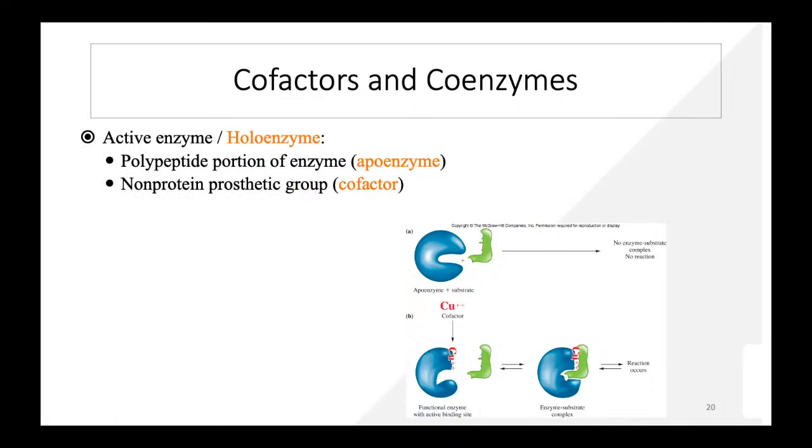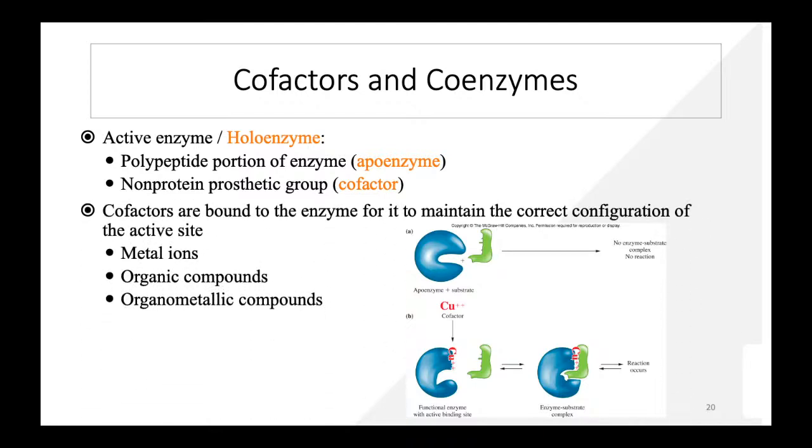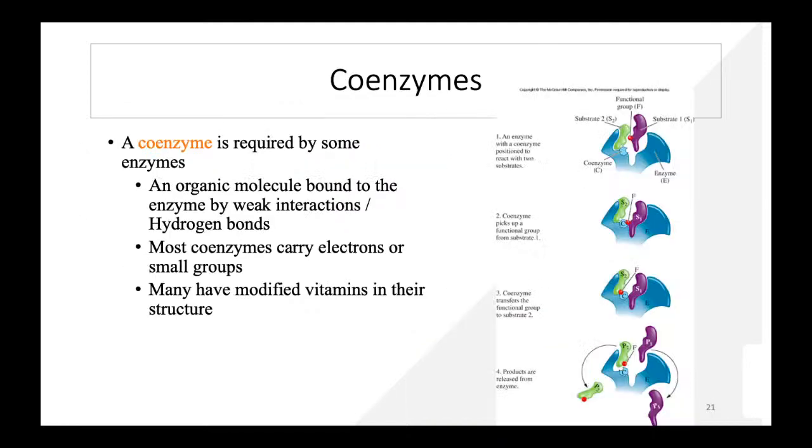So the active enzyme is a holoenzyme. The polypeptide portion of the enzyme is the apoenzyme, and the non-protein part is the cofactor or prosthetic group which is attached to this apoenzyme. Cofactors are bound to the enzyme to maintain the correct configuration. Metal ions, organic compounds, and organometallic compounds could be added. Further, coenzymes are required by some enzymes. So here we can see this reaction on the right-hand side.